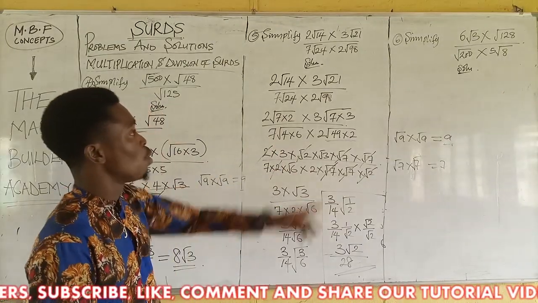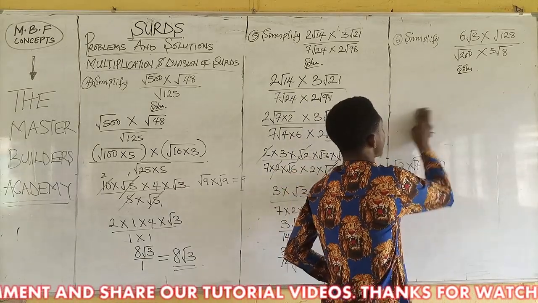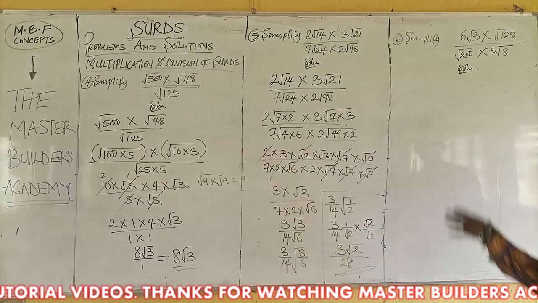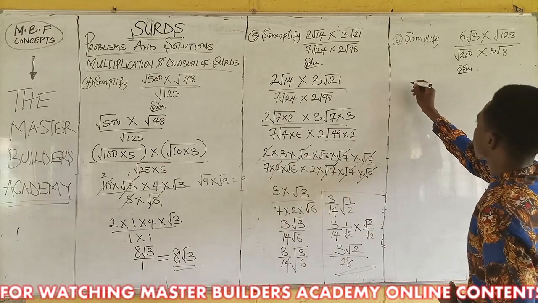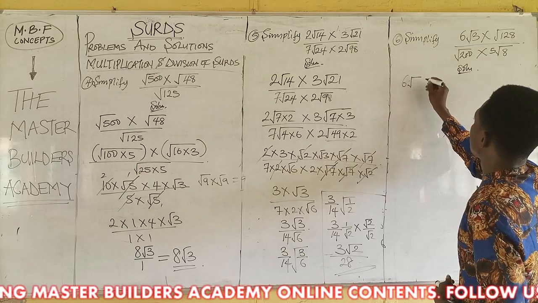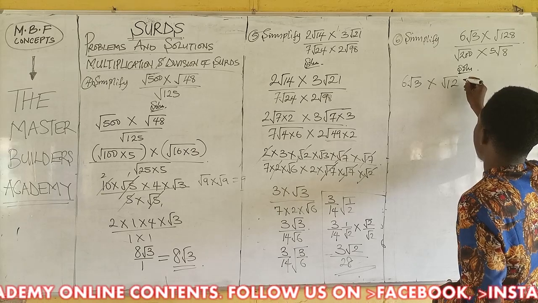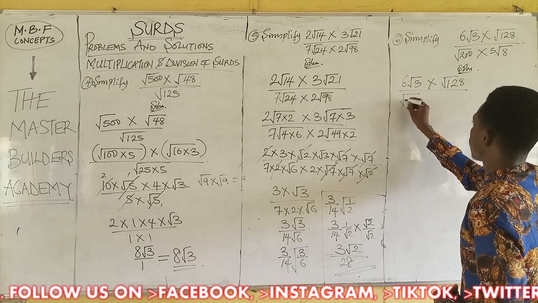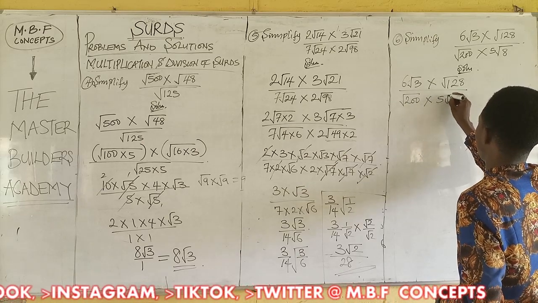Now, what next do we do? We move ahead to looking at question number 6. In question number 6, guys, we are simply asked to simplify 6 root 3 times root 128 all over root 200 times 5 root 8.